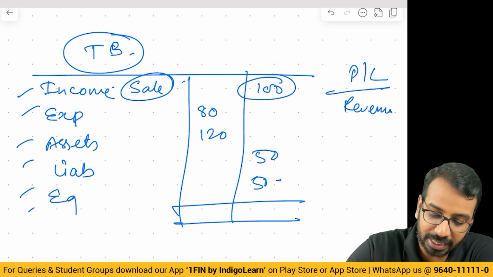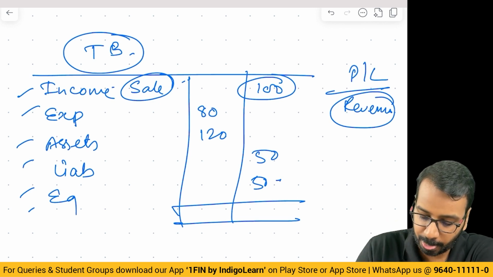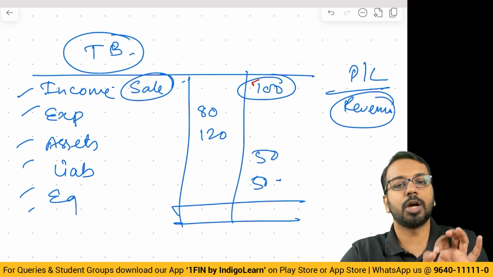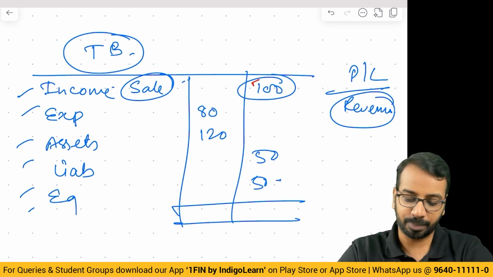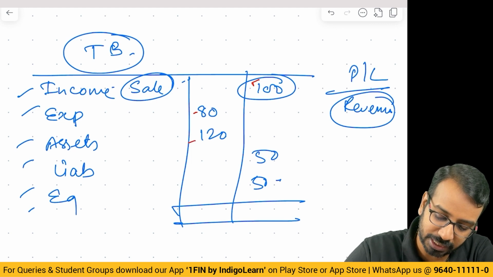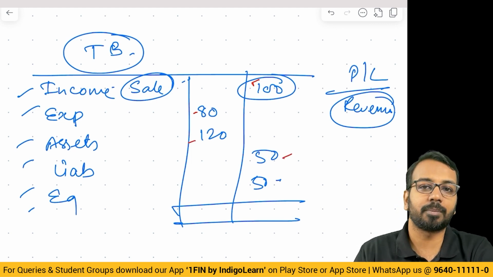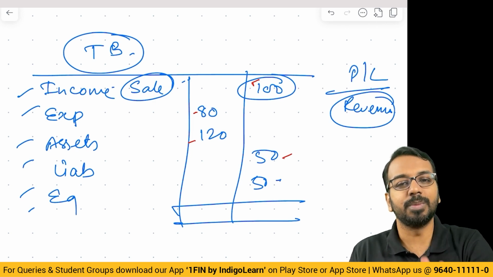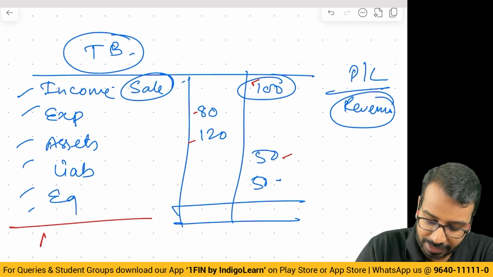Correct. The moment I have taken this to revenue, you can use a pencil to put a small tick mark here to indicate that you have already posted it. Same way you post the expense, you post assets, you post liabilities. Whenever you post these items, put a small tick. What this will do is, it will ensure that you have not missed out a single item in the trial balance. Then comes adjustment.